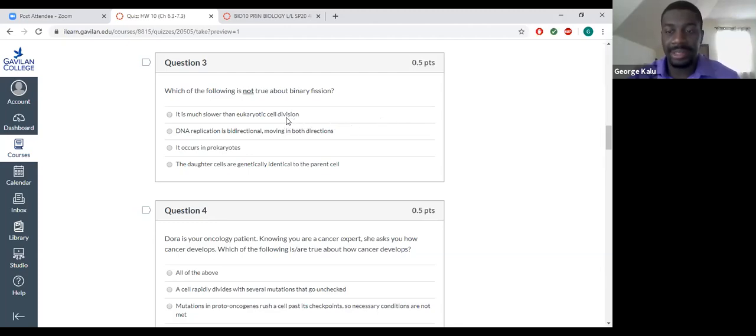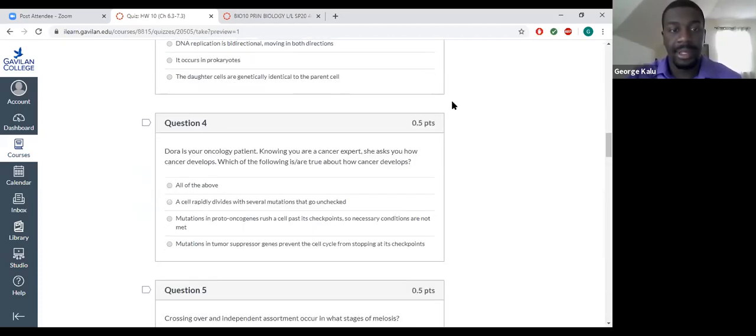What do we think here? Yes, perfect. So this is A, right? So binary fission, this one is false. This first one is false. So it's not slower than eukaryotic cell division. It's actually significantly faster than eukaryotic cell division.